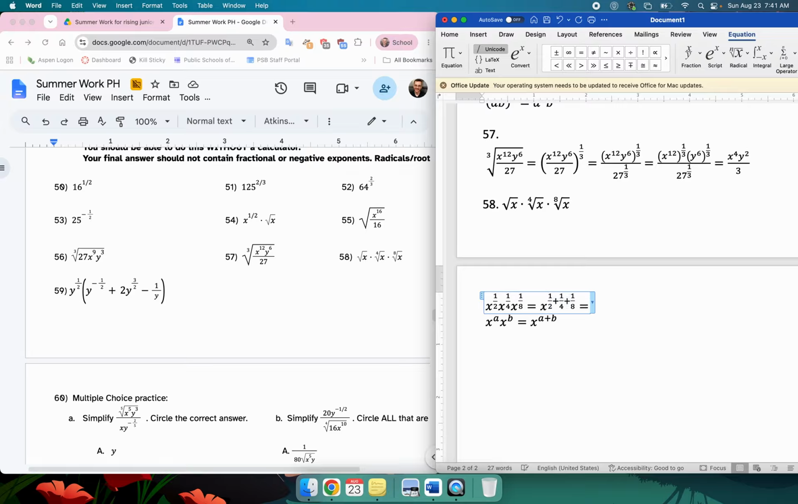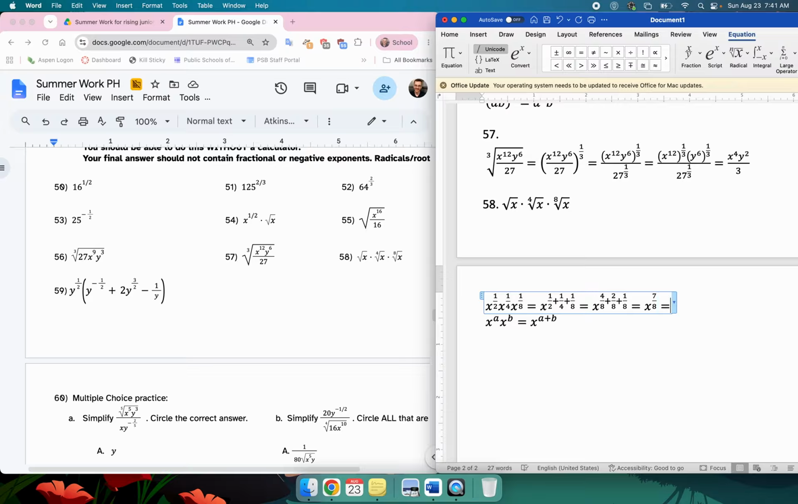Of course, to evaluate that, I need to obtain common denominators. I think the common denominator here is going to be 8. So 1/2 is 4 over 8, 1/4 is 2 over 8. So adding those three fractions together, I get 7 over 8.